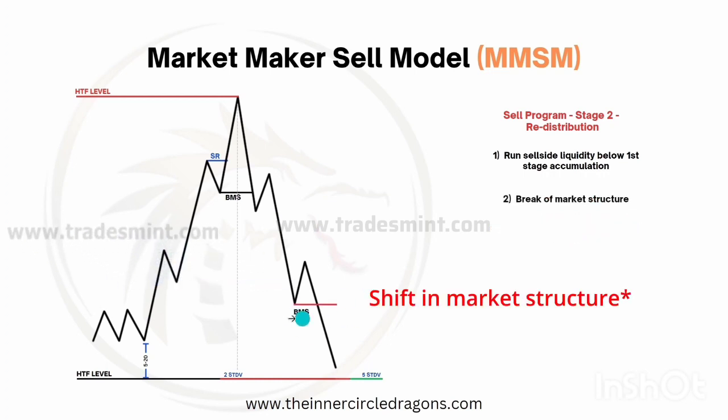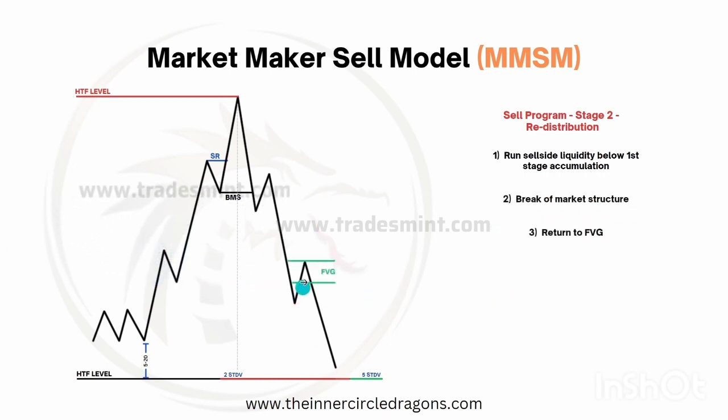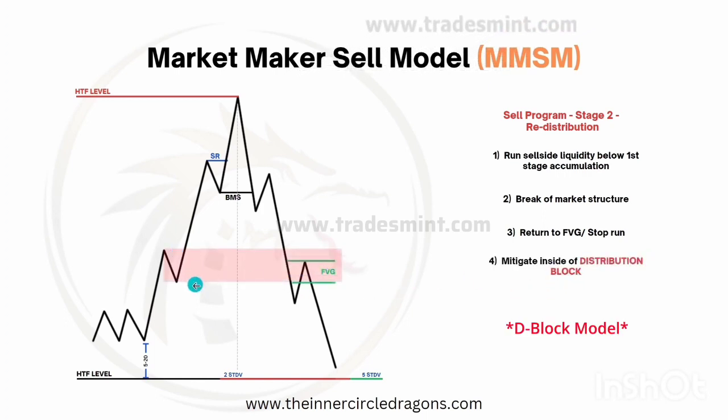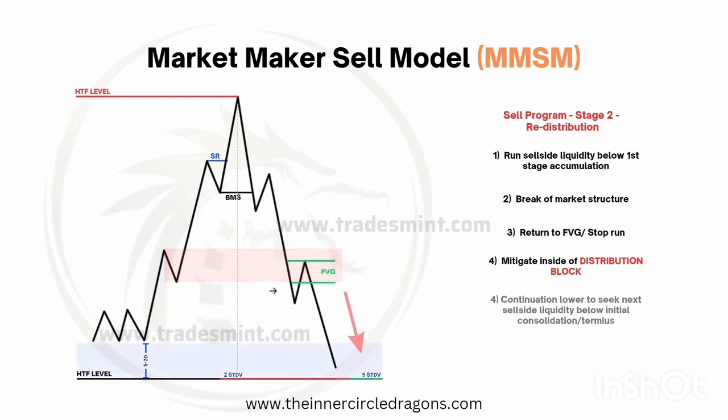We again have a break in market structure. We return back up into a fair value gap, or we witness a run on stops above a short-term high, and then we mitigate inside of a distribution block. The distribution block will be the down close candles inside of this stage of accumulation. In this example, this is the first stage of accumulation. But like I said, you can have many different stages of accumulation, but the concept remains the same.